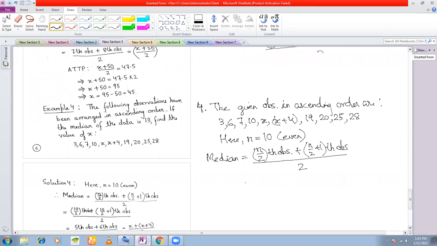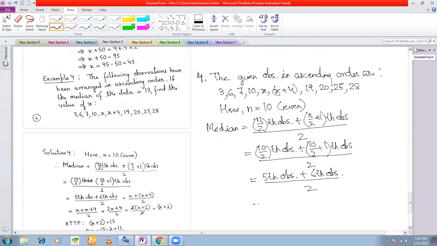Okay. So now put the values here. 10 by 2th observation plus 10 by 2 plus 1th observation divided by 2, where 10 by 2 is 5. So 5th observation plus 6th observation divided by 2. Now from the left hand side, start counting. Which one is the fifth observation? First, second, third, fourth, fifth. Fifth observation is x. And the sixth observation is just after x, which is x plus 4.